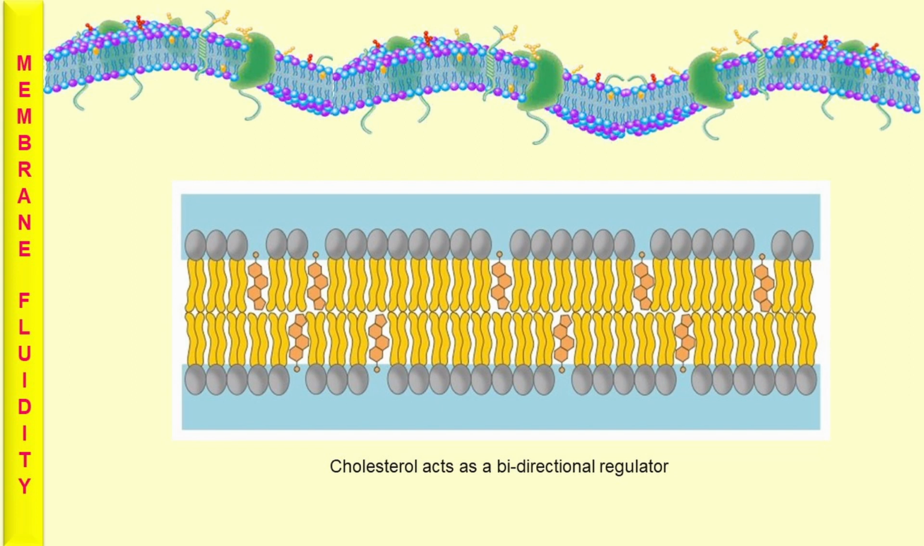Cholesterol acts as a bidirectional regulator of membrane fluidity. At high temperatures, it stabilizes the membrane and raises the melting point. At low temperatures, it intercalates between the phospholipids and prevents clustering.